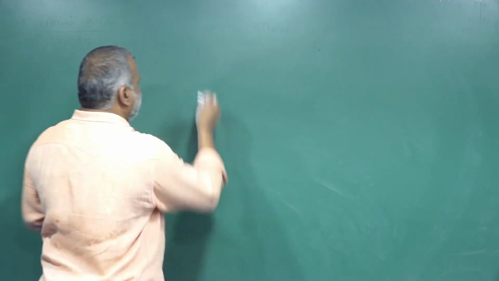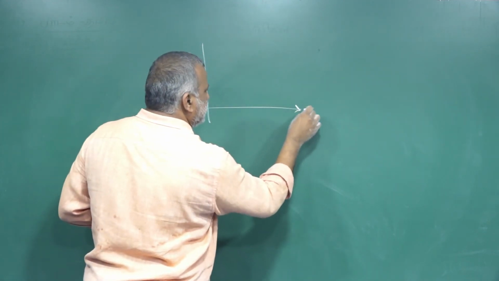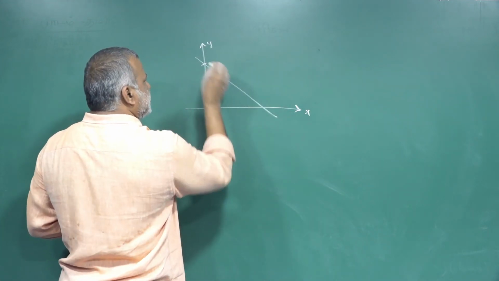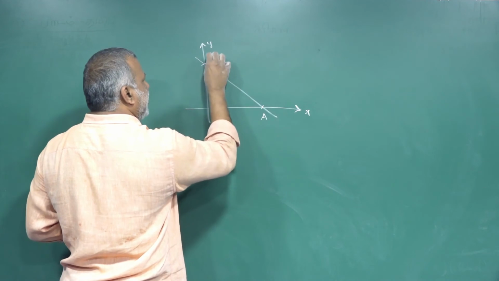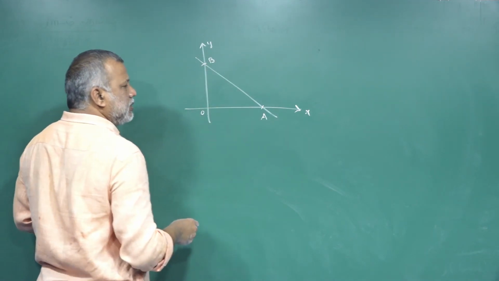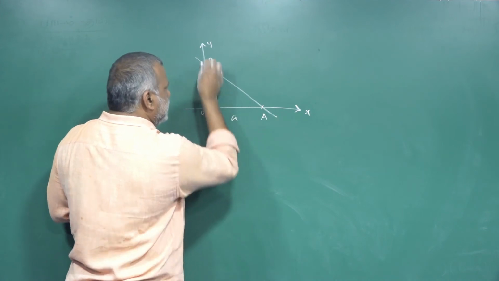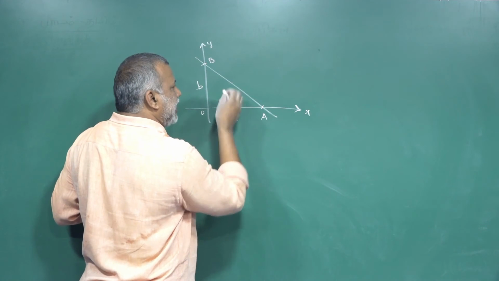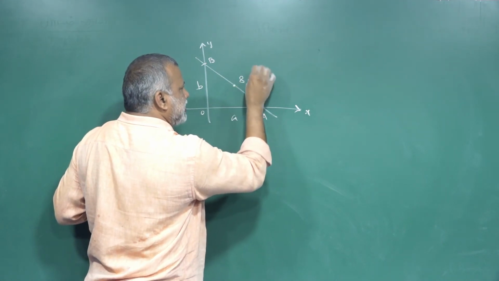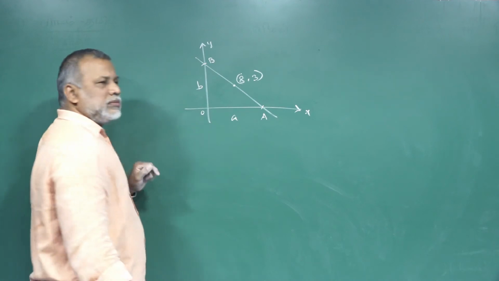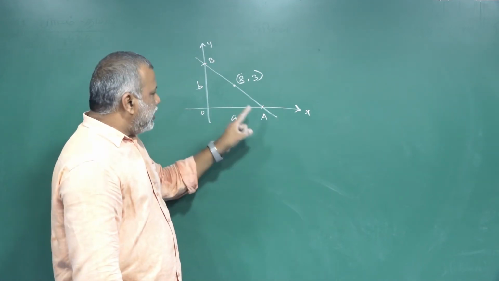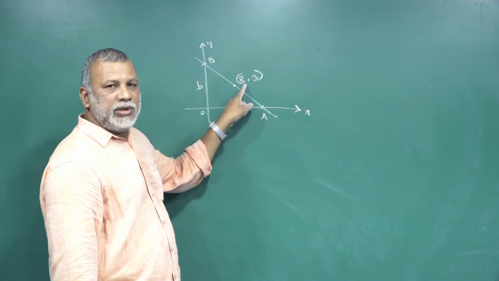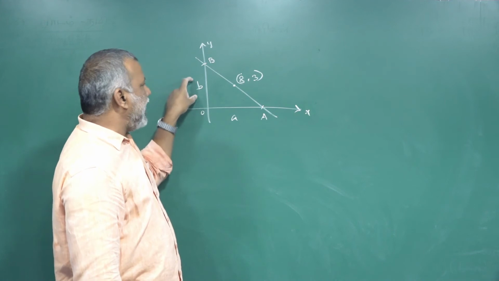See here, I am drawing a simple diagram. If you are seeing this diagram, you can recall all the concepts. This is the straight line. I am giving it the name AB. This must be the origin. It has x intercept A. The line has y intercept B. Then the equation of this line passing through the point, say I am taking a point 8, 3. Now we are going to find the equation of this straight line AB passing through the point 8, 3 and having the intercepts A and B.